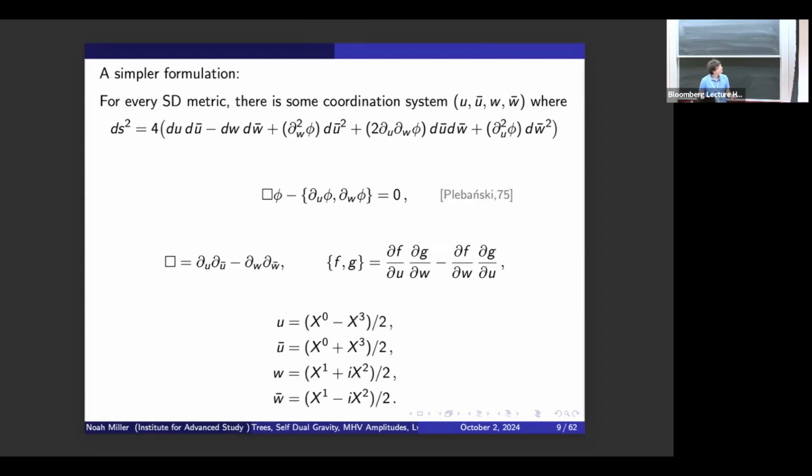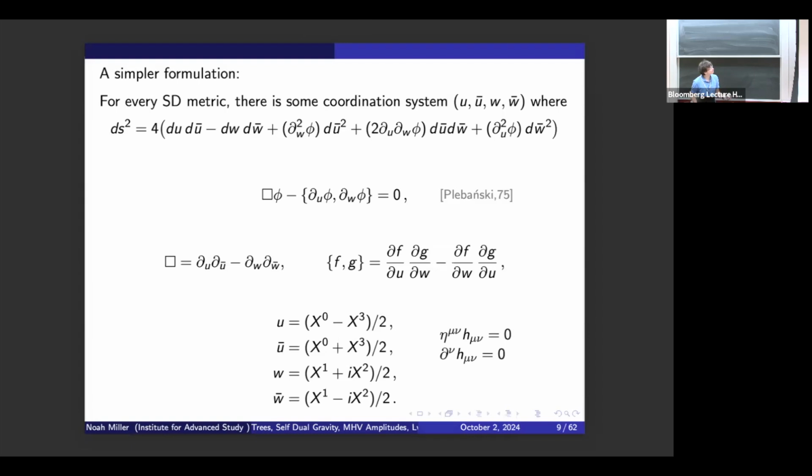And here u bar, w, and w bar, in 1,3 signature, you should really think of in the following way. So these are like lightcone coordinates. So here we have time minus z and time plus z. And here u and u bar are actually real independent coordinates, but just for symmetry, I just kind of wanted to use u and u bar. But in 2,2 signature, u and u bar would actually be conjugates to each other.